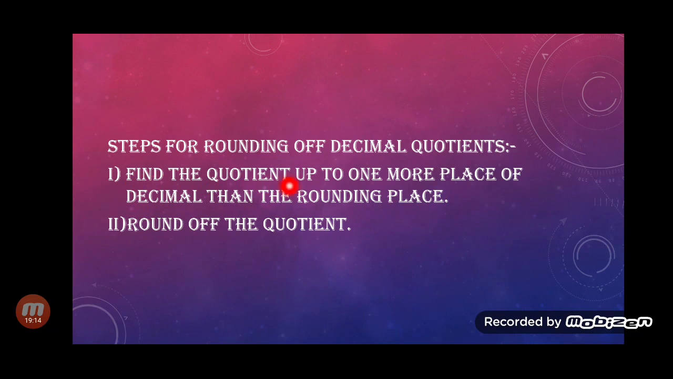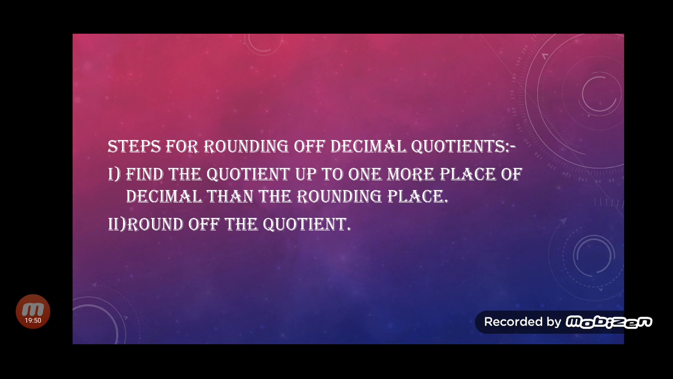Find the quotient up to 1 more place of decimal than the rounding place. यानी कि, it means children, जिस नंबर को आप जितने नंबर तक राउंडिंग प्लेस फाइंड करना है, you have to find 1 more place. ओके, सपोज आपको टेंथ्स करना है, 1 प्लेस डेसिमल की करना है, तो you will find 2 places decimals. If you want to do the second place, you will find 1 more, that is of 3rd place. If you want to do 3 places, you will find 1 more place, like that.